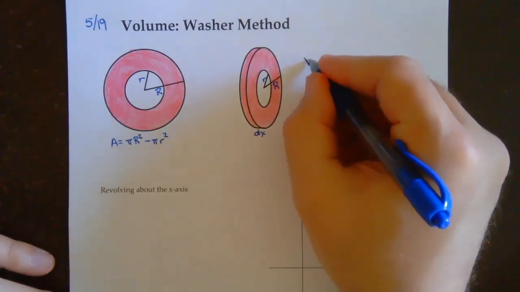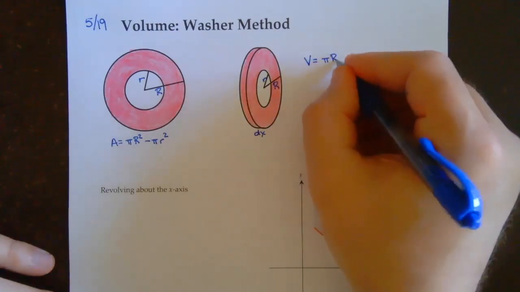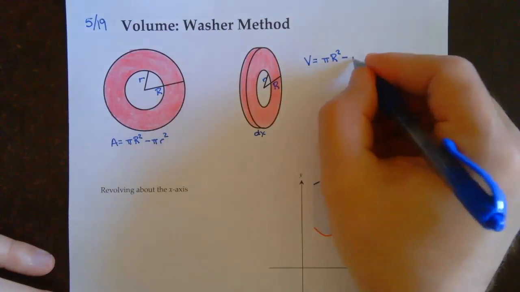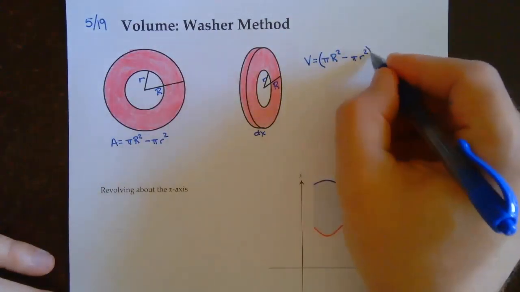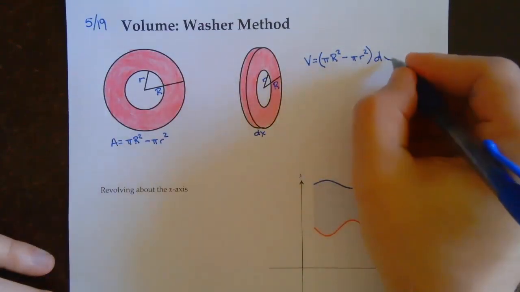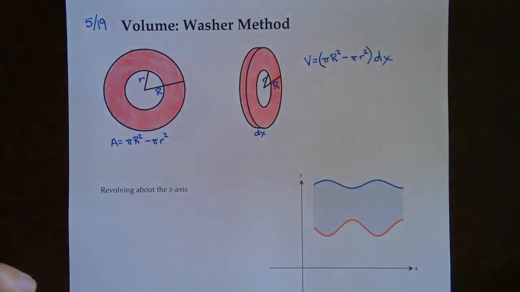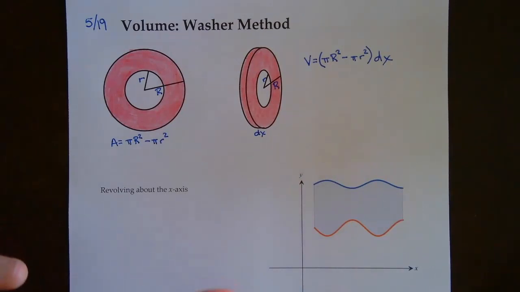So the volume of this would be pi big R squared minus pi little r squared. That would be the area of it, and then we multiply by the thickness of it, which is dx. If we're making these washers vertically, then it would be dx. I said discs, but I meant washers. If we do the washers horizontally and stack them horizontally, then it's going to be dy.